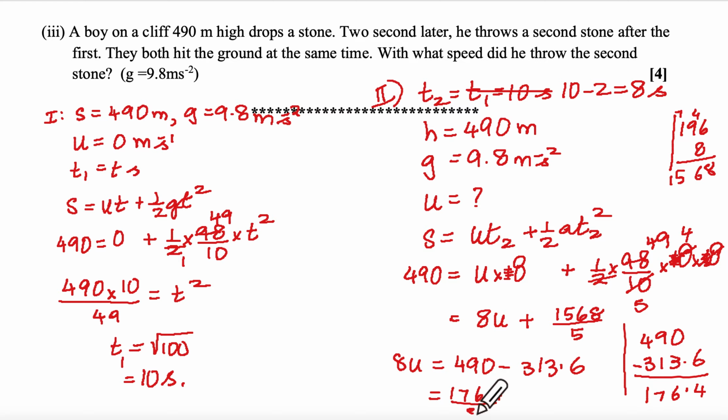176.4 upon 8: 8 twos are 16, then 0.05. And 4 upon 8 means 0.5, so 22.05 meter per second. Okay, so this was a little irritating, and this we have to be careful about.